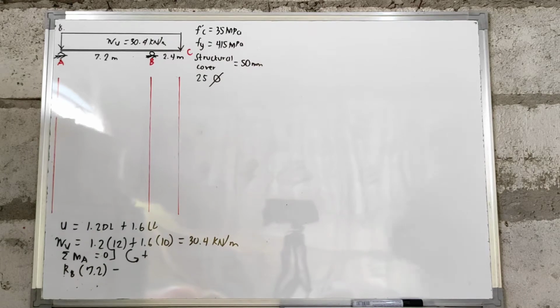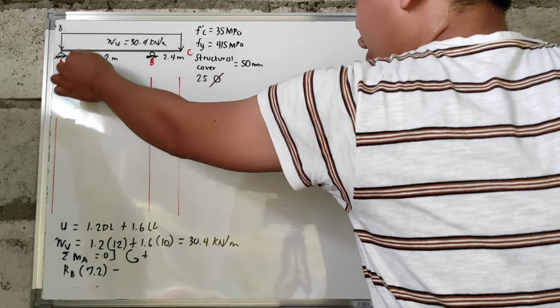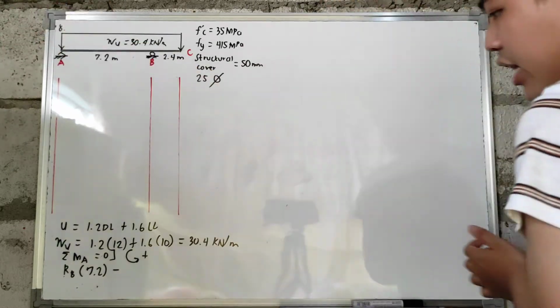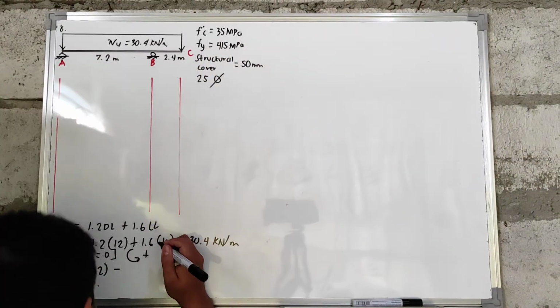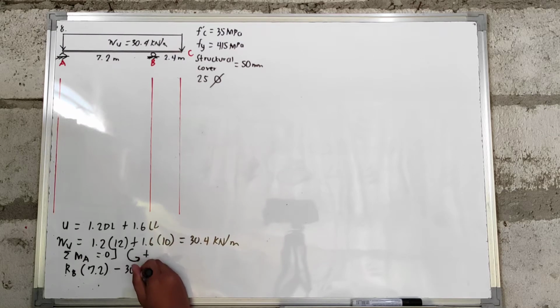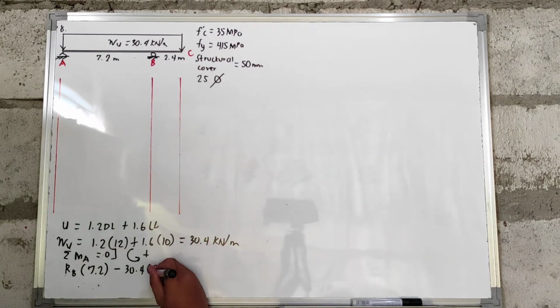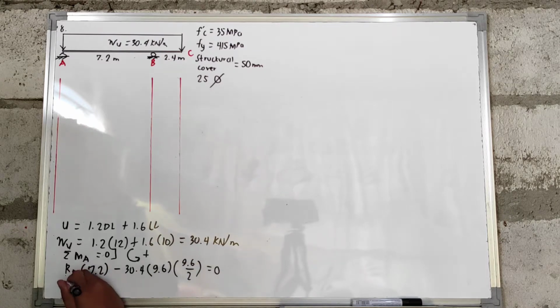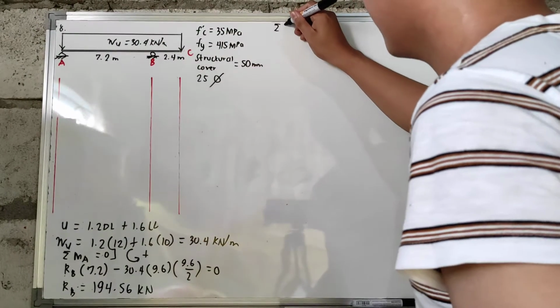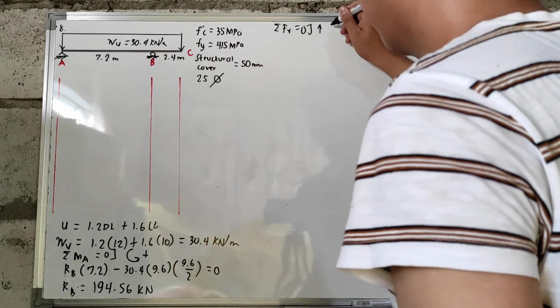So next naman, siyempre, yung uniformly distributed load natin. So kung moment natin siya sa A, that is in clockwise rotation. So meron tayong 30.4. And then, imumultiply natin yan to the length na 7.2 plus 2.4. So you will have 9.6 multiplied by the moment arm of 9.6 over 2 is equals to 0. So you will have a value of your reaction at B, which is equal to 194.56 kilonewton.